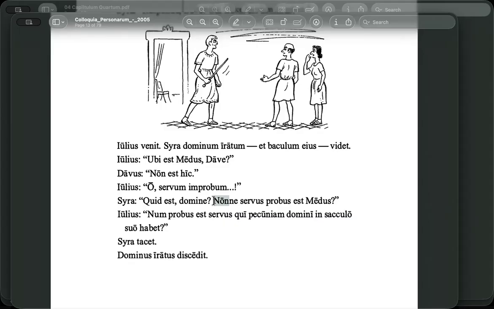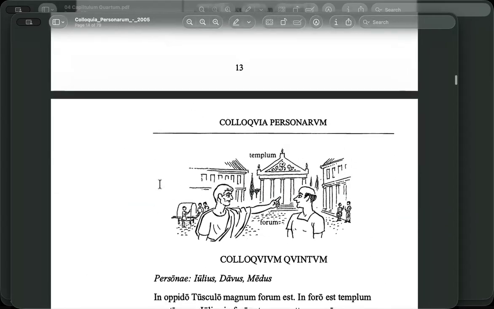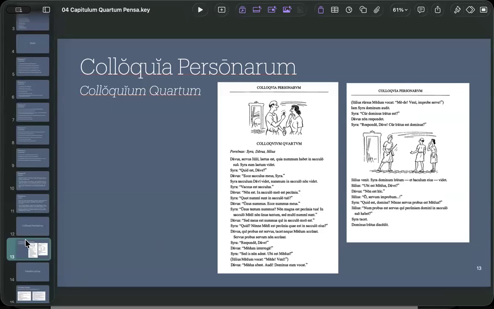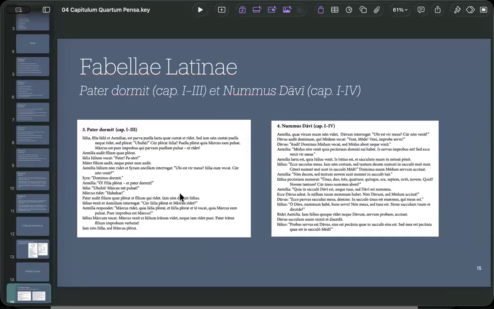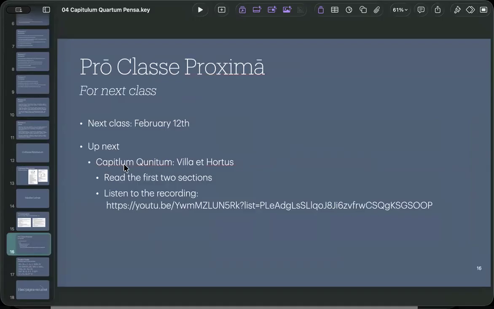I don't know if I have it. Anyway, we don't quite have enough time. Oh, sorry. I didn't have colloquium quintum, but I did have the fabula, and we don't quite have enough time for that. That was pretty good reading. So we'll do that next time. So for next time, we will move on. The next class should be February 12th.